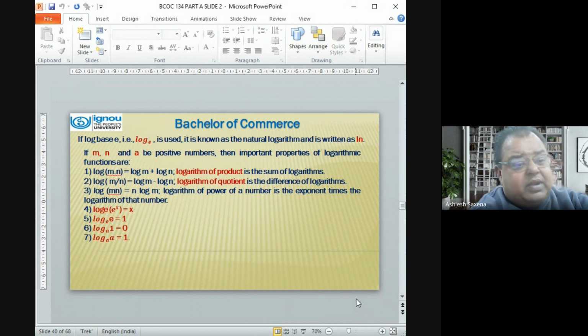Now you can see over here the basic four things. Log base e of e raised to the power x is x. Log base e of e is 1. Log base a of 1 is 0. And log base a of a is 1. These are some minor things which have to be kept in mind.